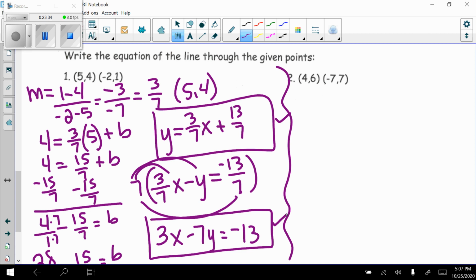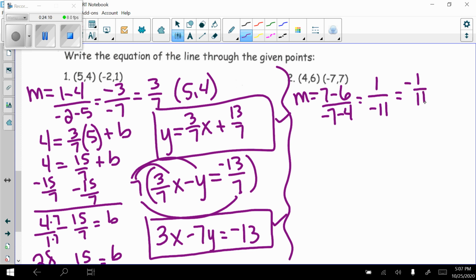Okay, let's do that again. Our last example for today, number 2, they give me the 2 points, (4, 6) and (-7, 7). We need to find the slope. So m equals 7 minus 6 over negative 7 minus 4. We should be pros at finding the slope right now. On top, 7 minus 6 is 1. On the bottom, negative 7 minus 4 turns to negative 11. So my slope is negative 1/11.